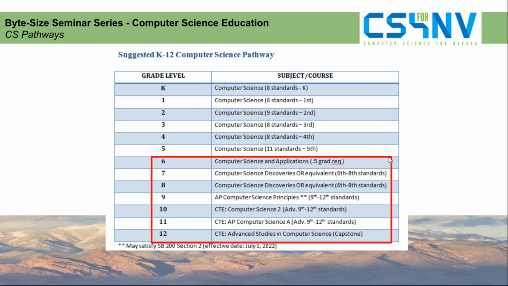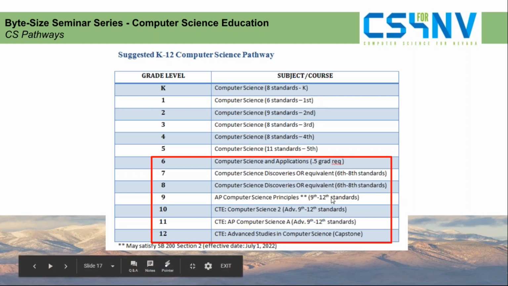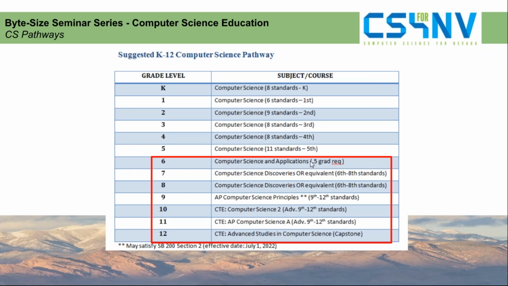But for secondary down here, just a suggested pathway: computer science and applications is your half-credit course. Perhaps that's taught in 6th grade, perhaps it's 7th or 8th. I know that folks in the districts that teach it in the middle school, it's kind of a jumping board for students that are interested in it and want to go on. So some of them put the computer science discoveries in here, or another equivalent offering that your district decides that they would like to give.